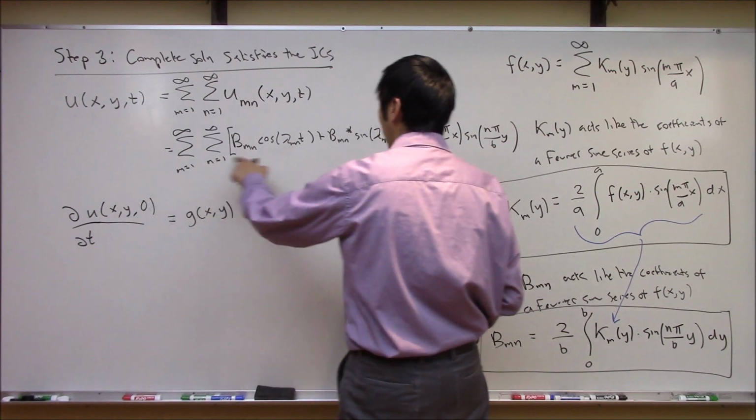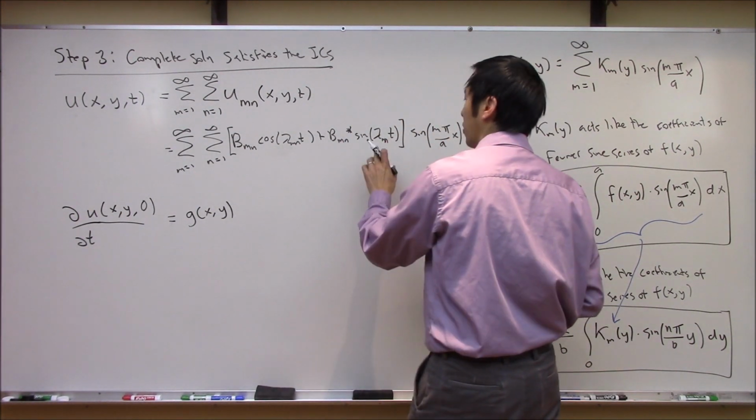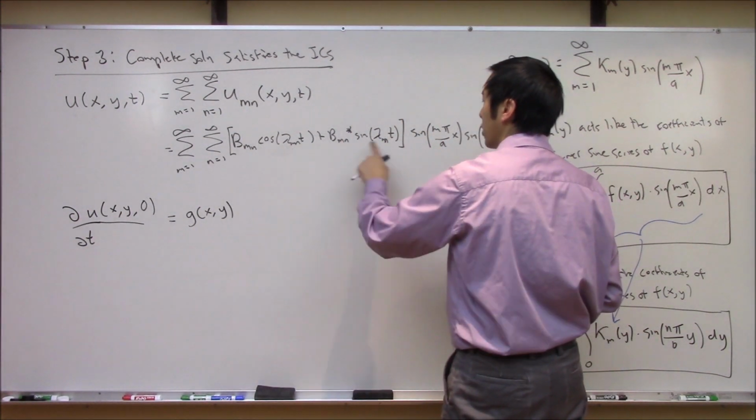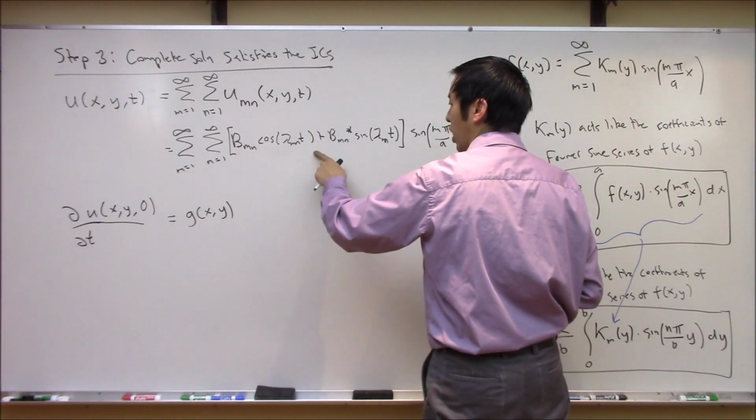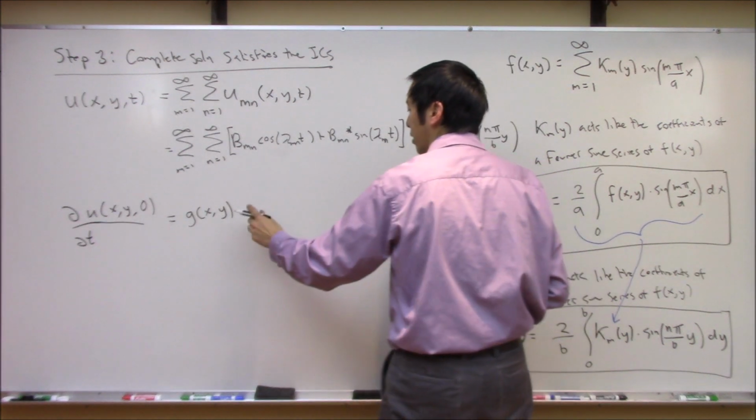Well, you can go ahead and take the derivative of this thing. You see that with respect to time, a lot of these lambda n's are going to pop out here. And I guess you're going to change this.